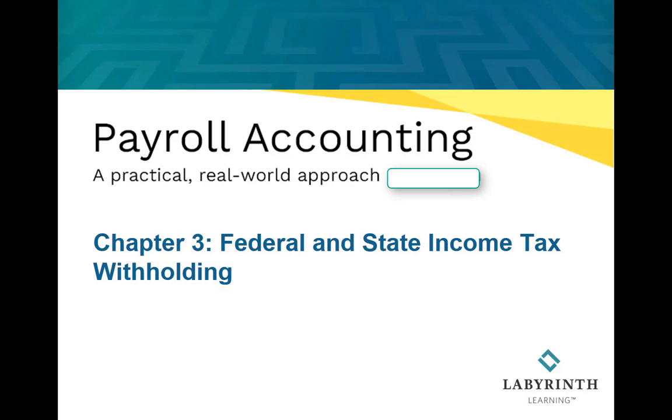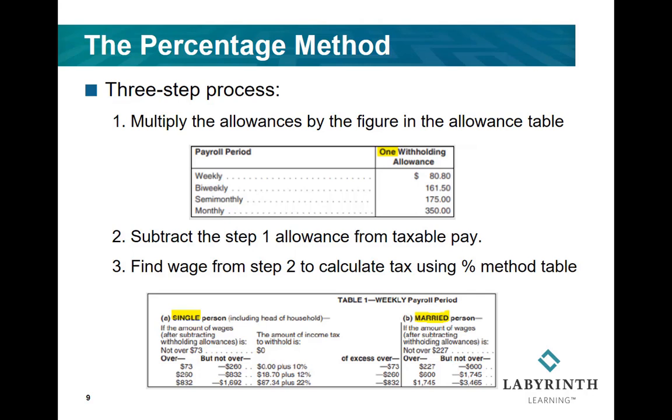Chapter 3. Federal and State Income Tax Withholding. The second way to calculate the income tax withholding is to use the percentage method, which is a three-step process. The first step is to multiply the allowances by the figure in the allowance table.